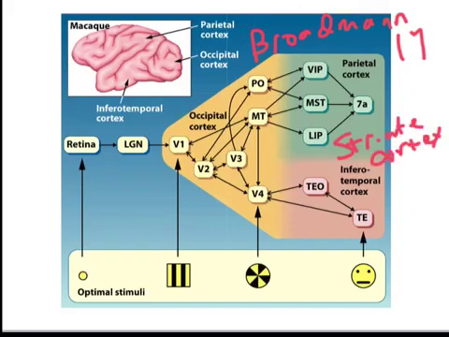And the reason it's called striate cortex is because there are axons that originate at cell bodies in the lateral geniculate nucleus that synapse or terminate in layer 4 of the visual cortex, and they terminate in a pattern that resembles a very thick stripe.